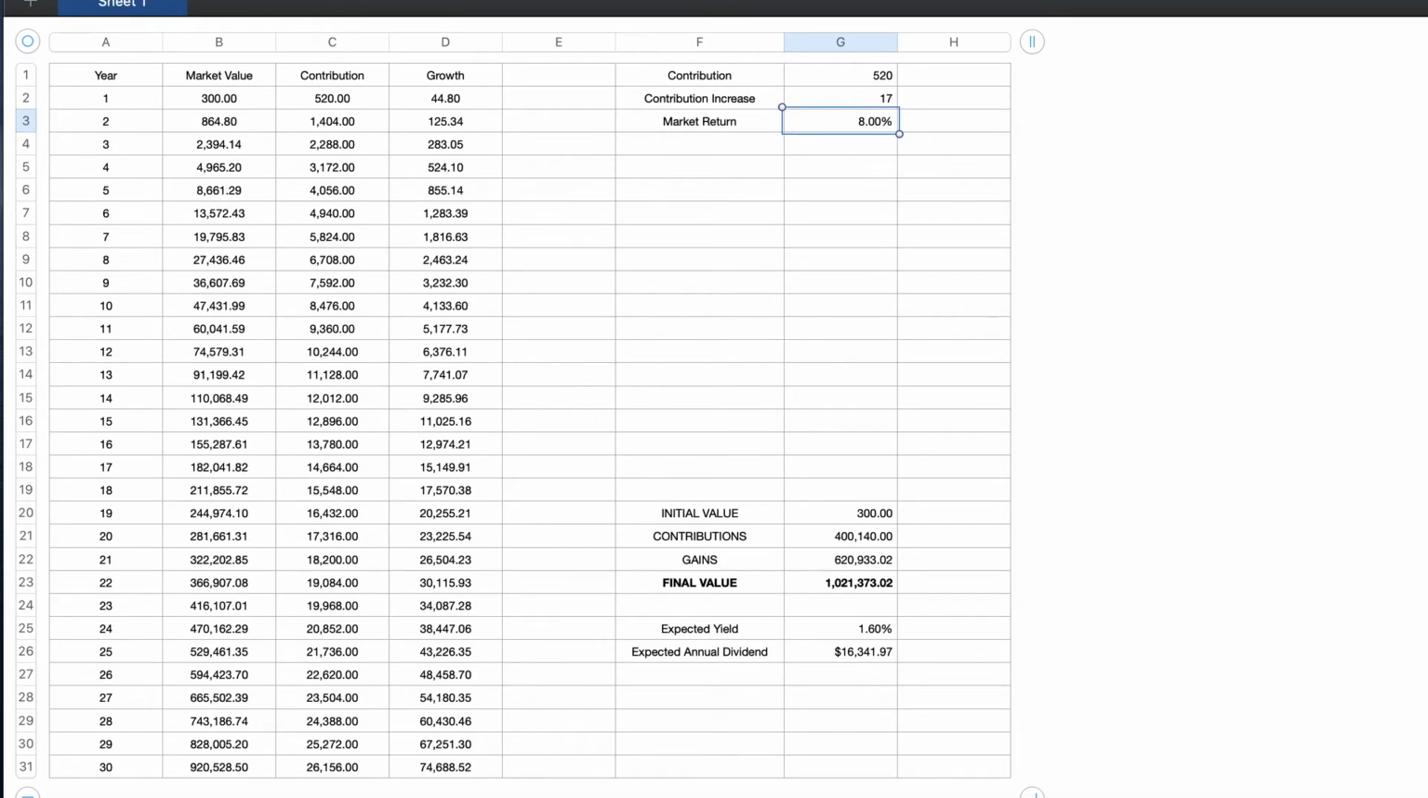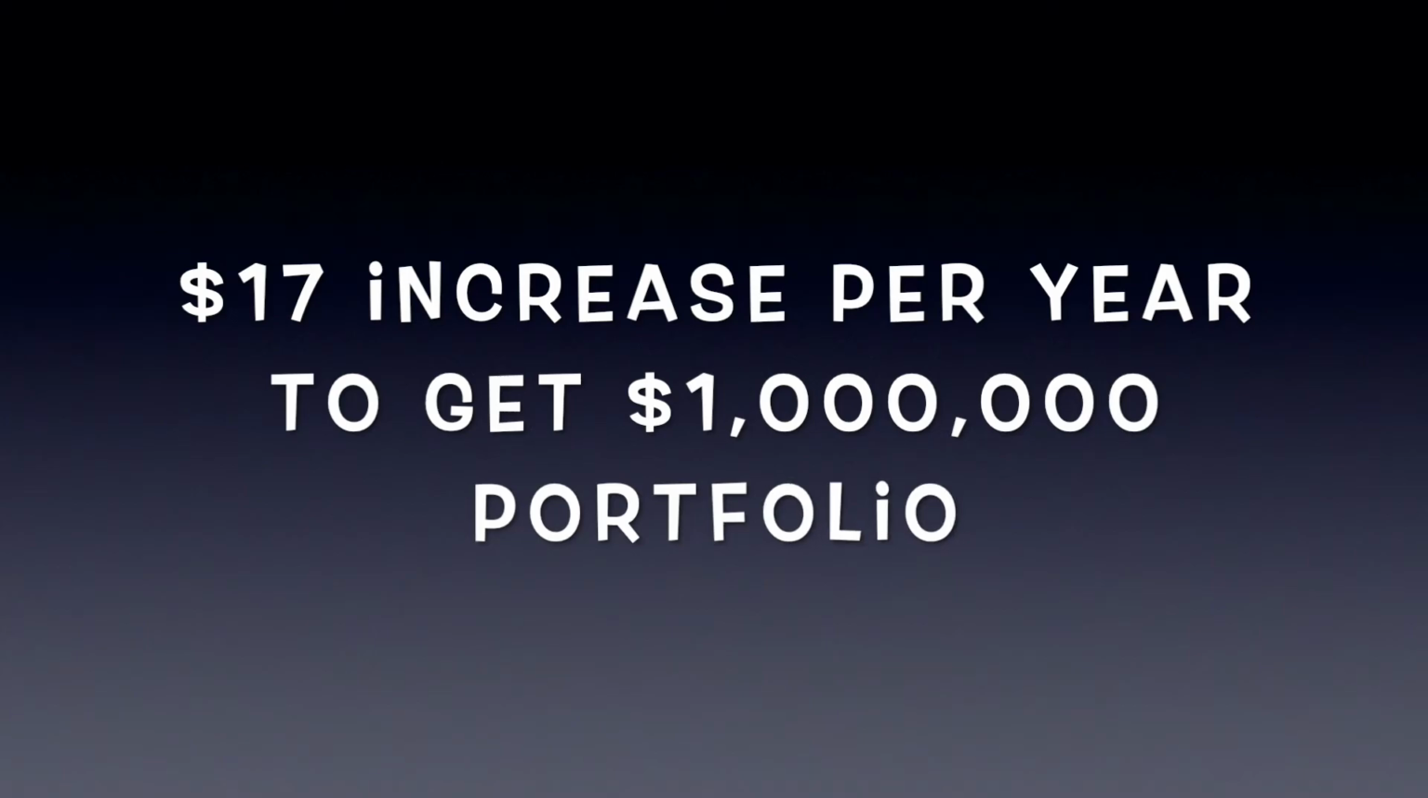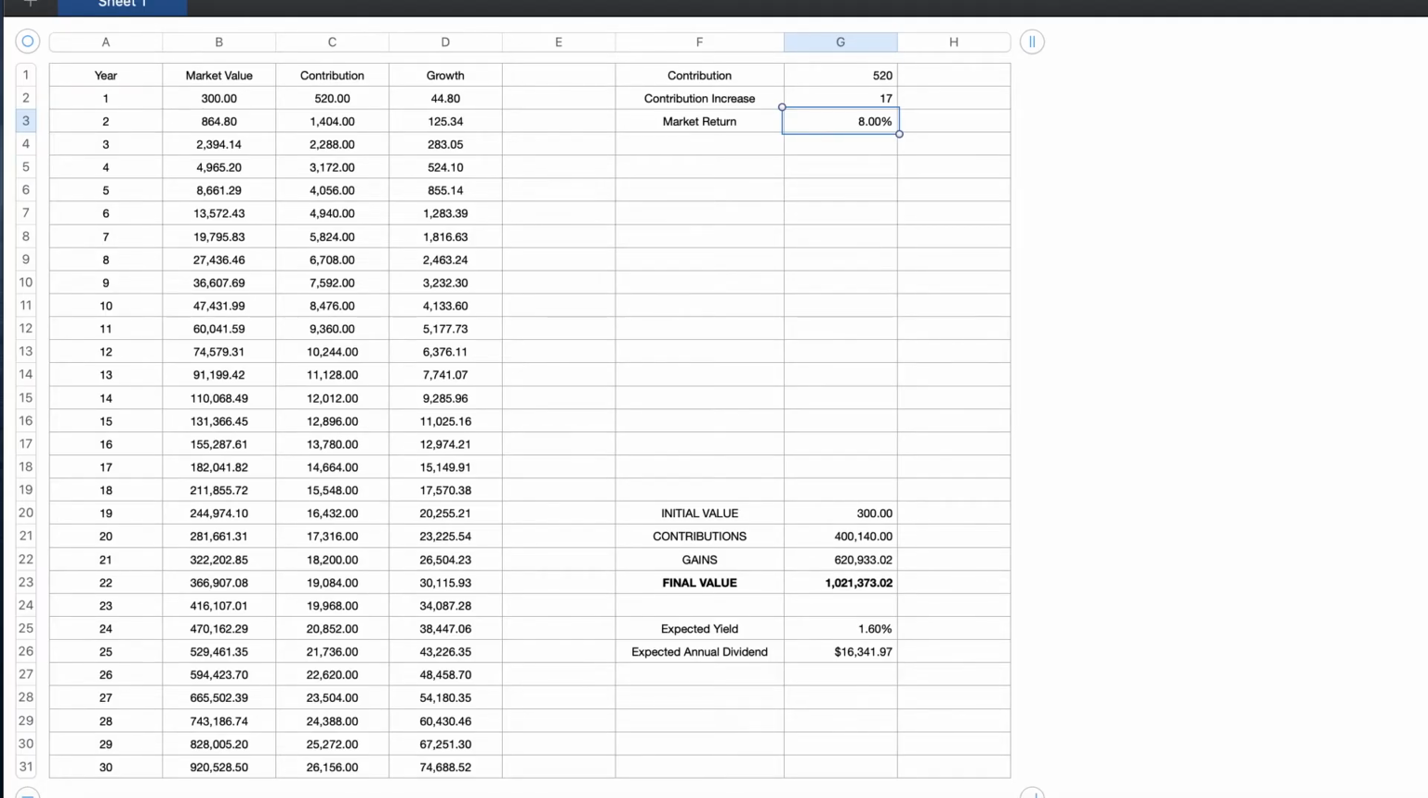Yeah, $17. So if I increased my weekly contribution by $17 each year and achieve an 8% market return over the next 30 years, I should be able to turn this portfolio into $1 million. And that would be made up of $400,000 in contributions for me and $620,000 of gains.